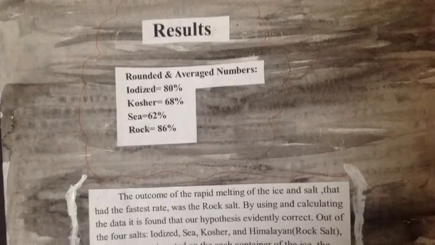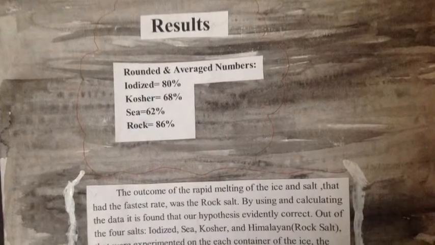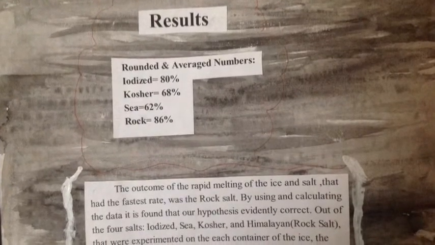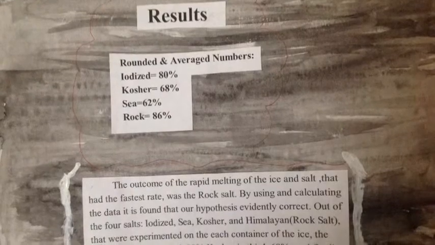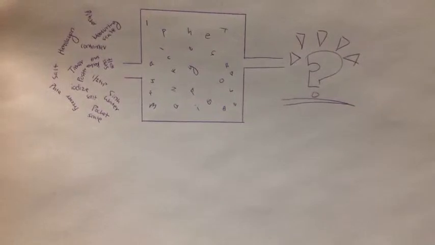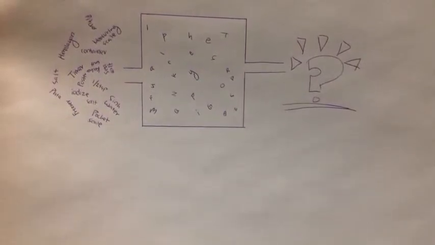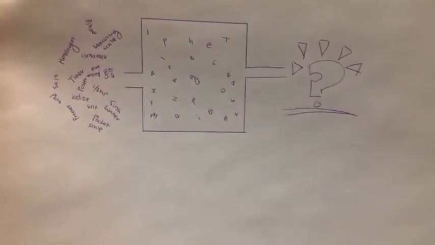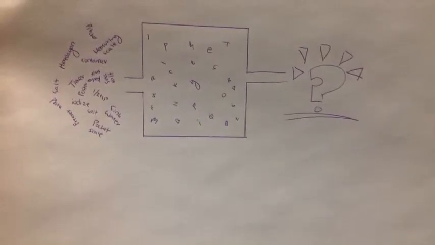Overall, to conclude, our results have shown that out of all the results, rock salt has the highest average for the rate of melting ice, placed at 86% in our calculations. Doing so, our hypothesis is correct for the reason that it has particles typically up to 5 millimeters. Larger particles burn through the ice down, then melt the ice bottom up. The larger particles prevent refreezing.